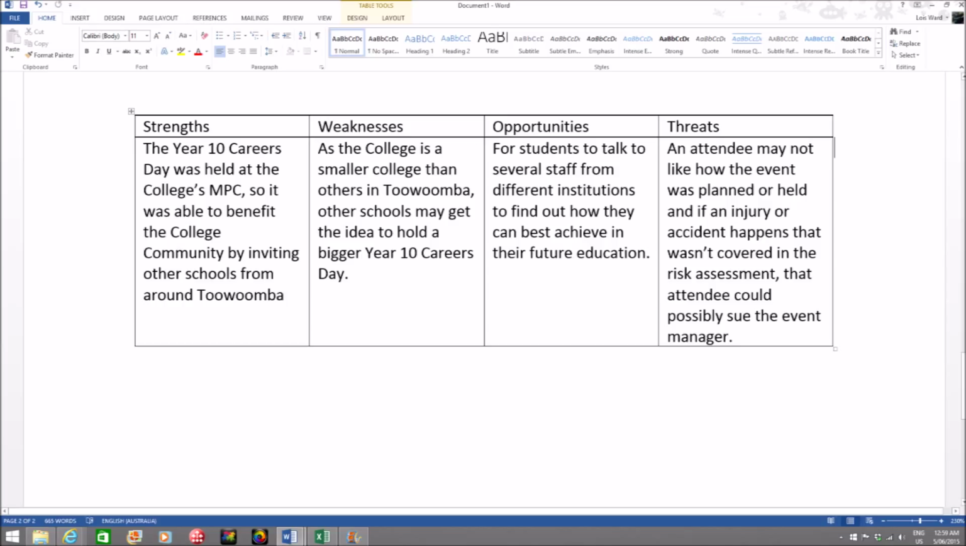An opportunity for the Year 10 Careers Day held at the college was for students to talk to several staff from different institutions to find out how they can best achieve in their future education, whether they want to go to a uni or choose an alternate pathway. A threat for a Year 10 Careers Day can be an attendee may not like how an event was planned or held, and if an injury or accident happened that was not covered in the risk assessment, that attendee could possibly sue the event manager and the event could not be held again.